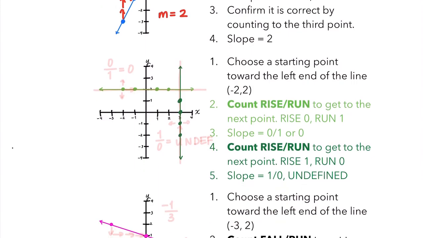This next example in the light green, we're not rising or falling any. So that's 0 and we're running 1. So 0 out of 1, that's just 0. So the slope for the lighter green one is going to be 0.